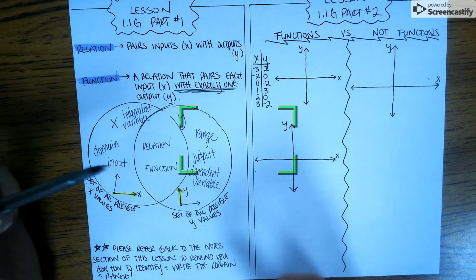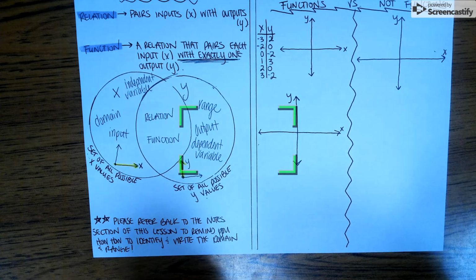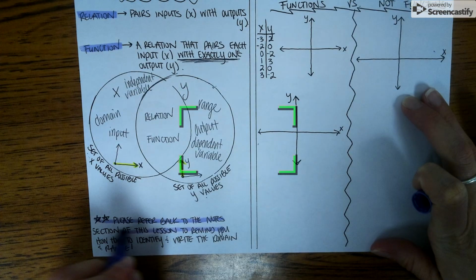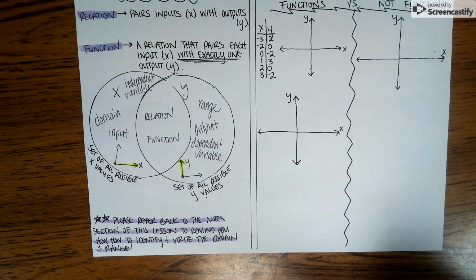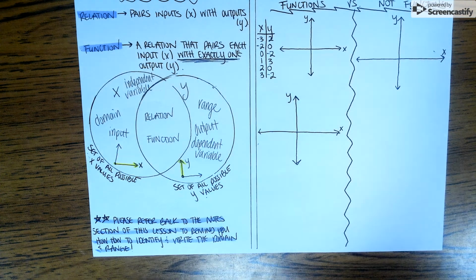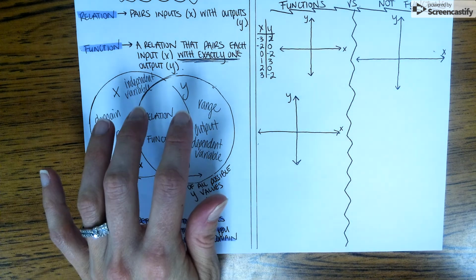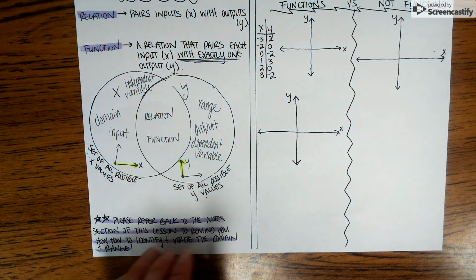That's really important to know and understand as we move forward, because as it says down here for your notes, which I'm going to highlight in purple, this note says, please refer back to the notes section of this lesson to remind you how to identify and write the domain and range. Well, in order to identify and write the domain and range, as was covered in your notes and your practice problems of lesson 1.1G part 1, you really need to know and understand these vocabulary terms. That's why the vocabulary in this section was so rich and so heavy, because if you don't understand these vocabulary words, then you're not going to be able to identify and write the domain and range.